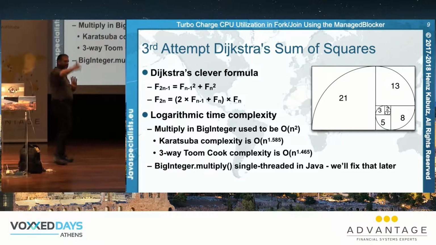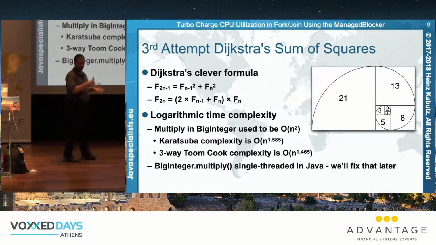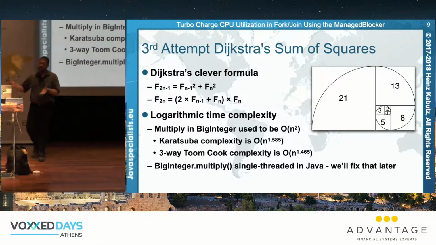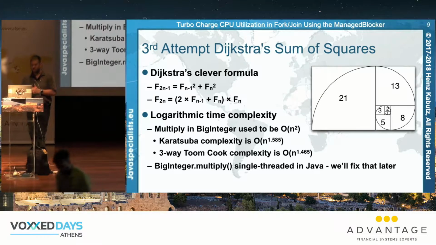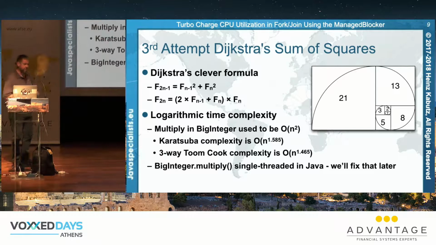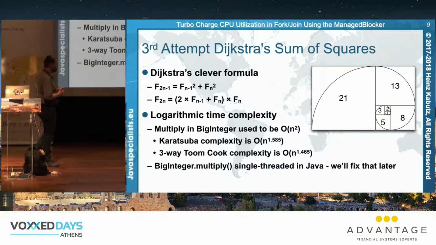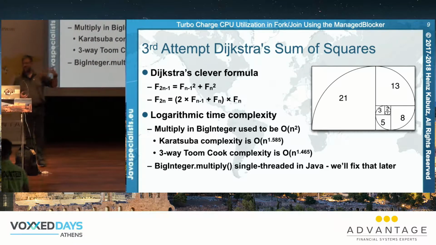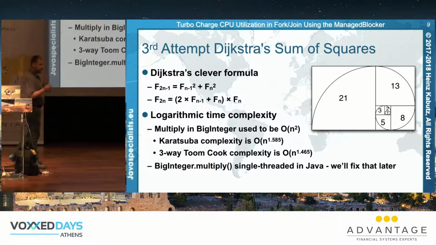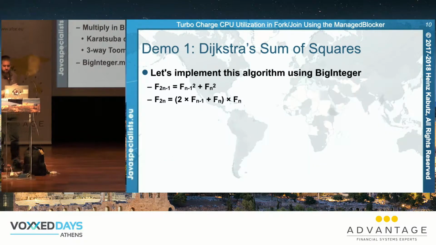If you go above a certain threshold, then they use something called Karatsuba, which has a better time complexity. And if you go even bigger than that, then they use something called Toom-Cook, 3-way Toom-Cook, which is n to the power of 1.465. But only if it's bigger, because there is a lot of setup cost to use that particular algorithm. Now, it's still single-threaded, and we will make some adjustments a bit later.